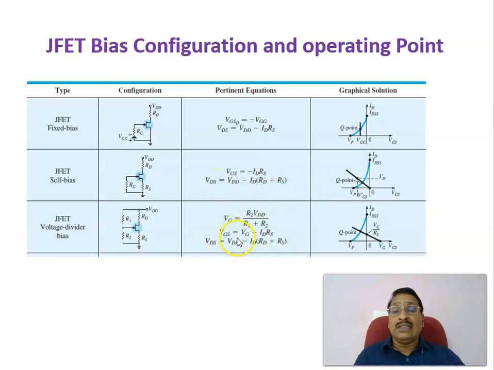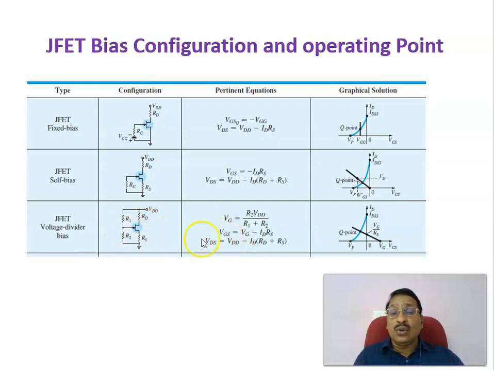The third one, which is widely used, is the voltage divider biasing, in which, as you know, on the input side you will be connecting two resistors, R1 and R2. The midpoint is connected to the gate terminal. And the voltage at this point is given by VDD divided by (R1 plus R2) into R2. That is represented here as VG. And again, we apply Kirchhoff's voltage law to this loop.